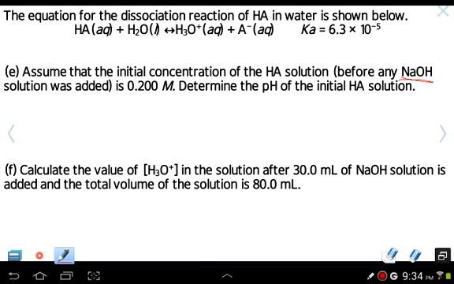So what we're saying is we're not adding any base yet, so the pH of the solution is simply due to that acid. Now, in order to get the pH of weak acids, we have to set up the ICE box. Remember, the pH of a strong acid is simply the negative log of its concentration, because a strong acid completely dissociates 100%. A weak acid does not.